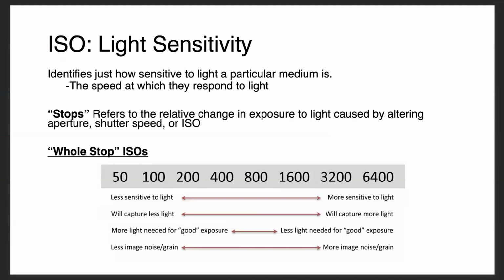When we have ISO 50, if you have it, ISO 100, 200, those are going to be less sensitive to light, meaning it's going to capture less light. So it's going to need a lot of light. Your camera sensor, it's going to need to collect a lot of light in order to produce an image. Even though that sounds a little annoying, the trade-off with that is you're going to have less image noise.